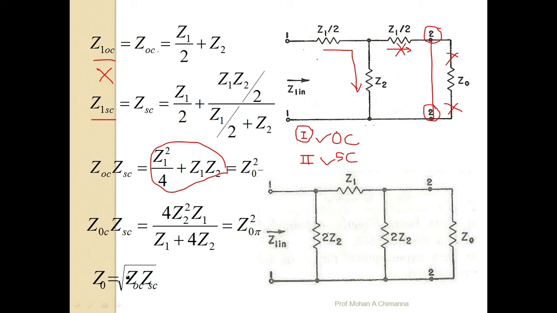the impedance of the open circuited into the impedance of the short circuited. So we find the relationship Z0, which is equal to the square root of ZOC into ZSC. We prove that.